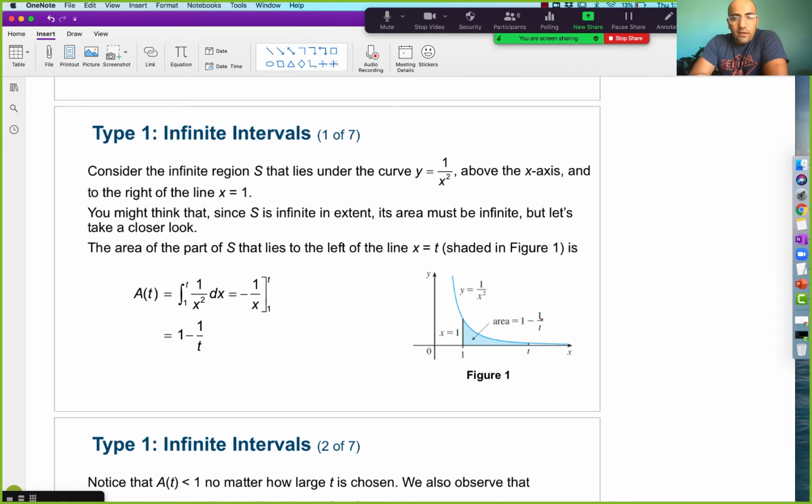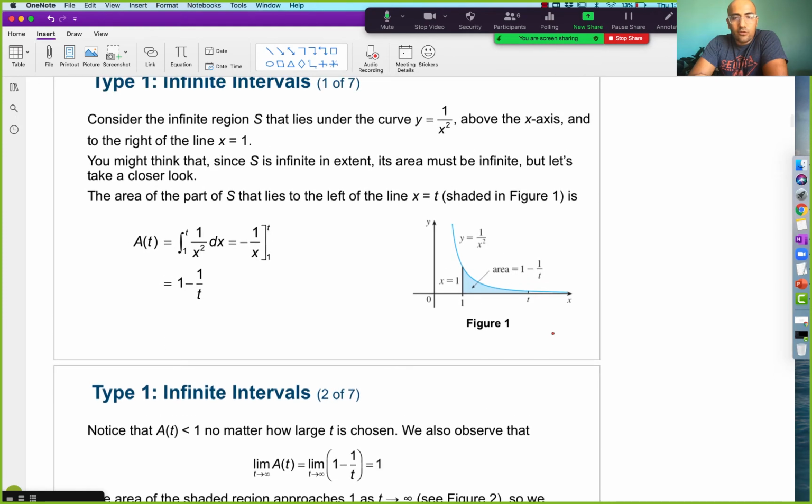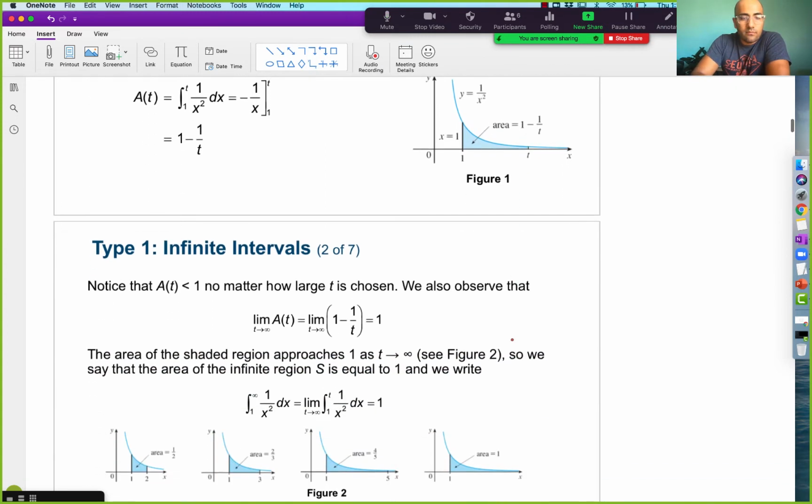The way we're going to do that is to set up the integral that goes from 1 to infinity of 1 over x squared dx. And then in order to be able to solve that, we're going to apply limits. We want to replace the integral from 1 to infinity of 1 over x squared dx with the integral from 1 to t of 1 over x squared dx, and then apply a limit as t goes to infinity.